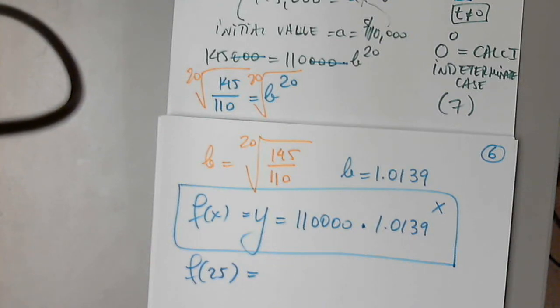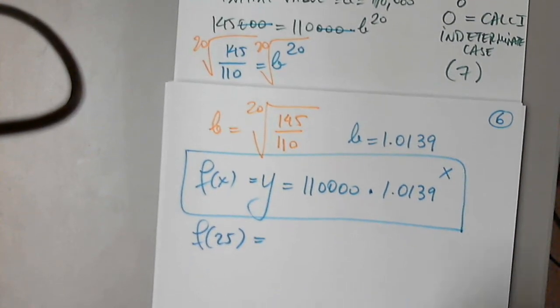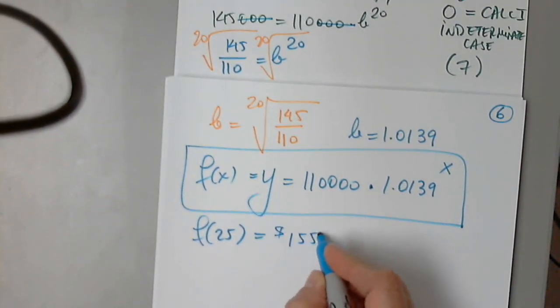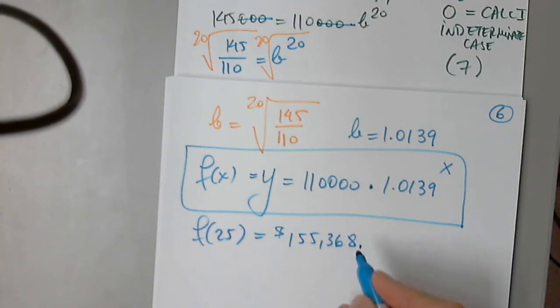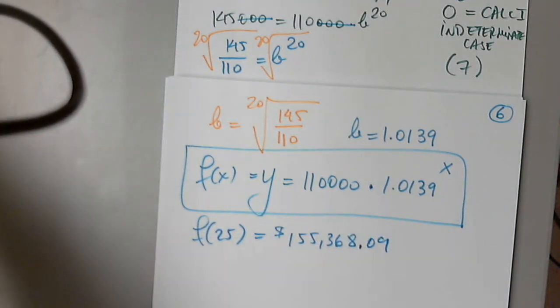So with the calculator, I will put 110,000 multiplied by, in parentheses, 1.0139. I'm going to recall the previous answer. And put the power 25, of course. Okay, so let's see what we get. 155,368, and when it comes to money, we'll have 2 digits after the decimal point. So 155,368.09. That's it.